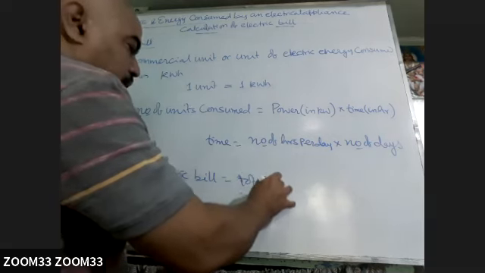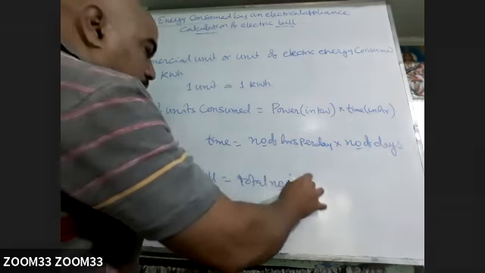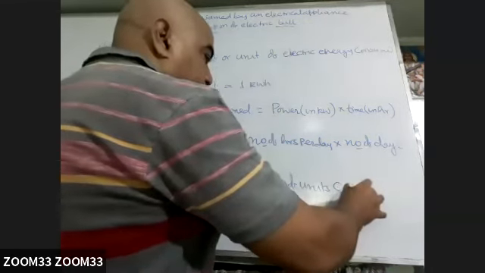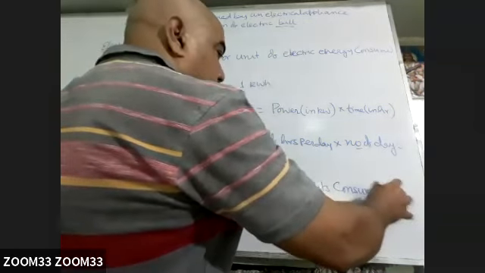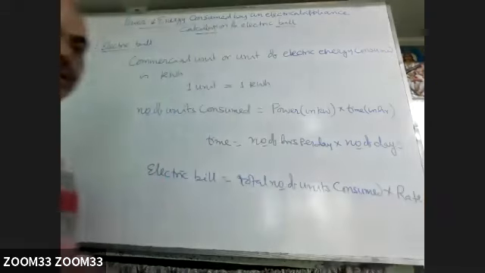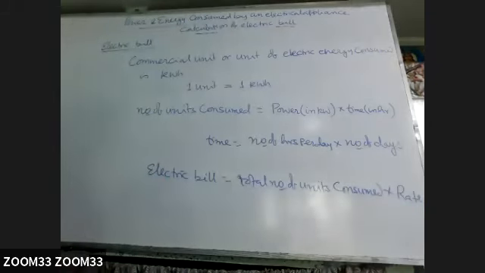Total number of units consumed into rate. Whatever rate is given, suppose 4 rupees, 5 rupees, whatever it is, we'll multiply by that. So this way we can calculate electric bill.